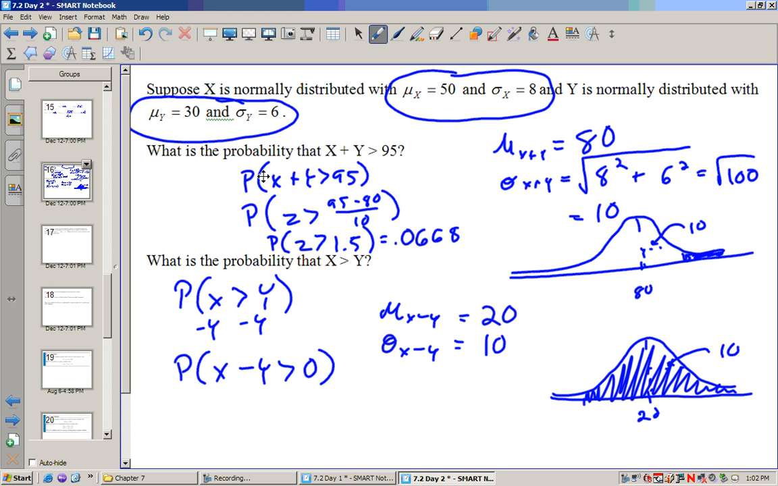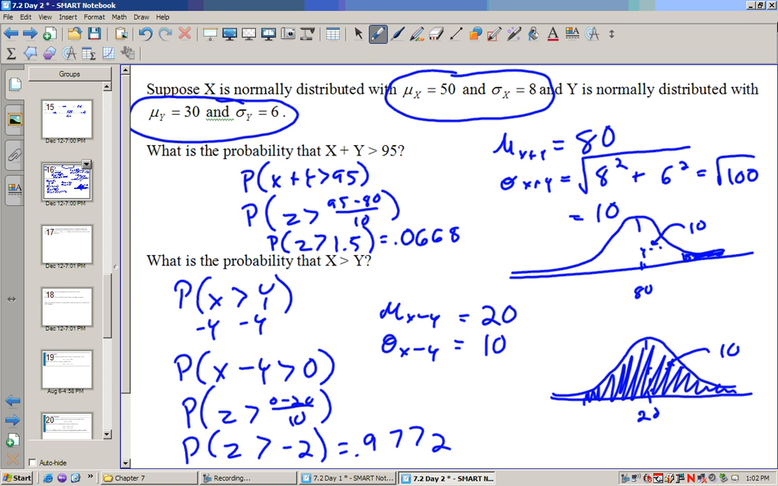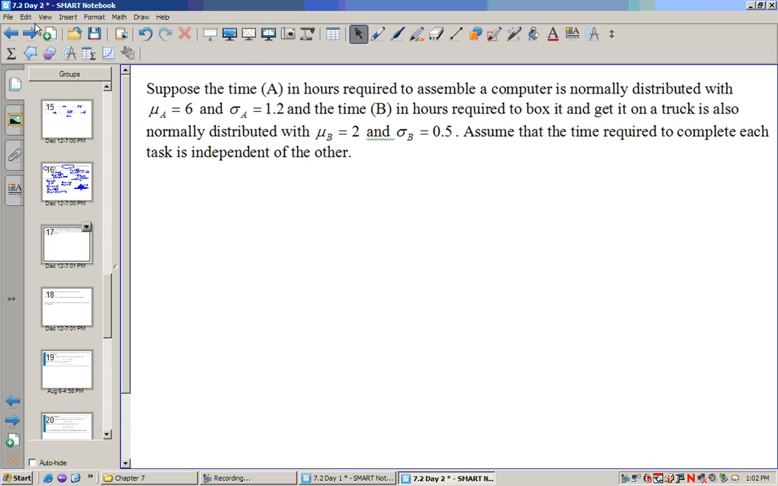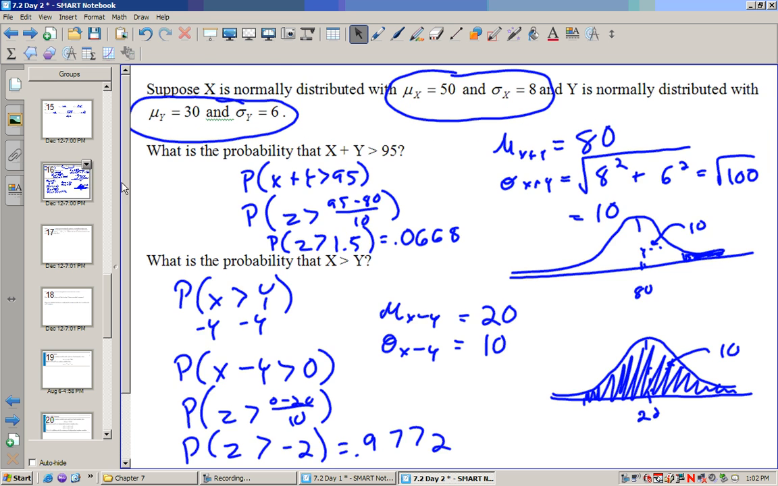But to figure out the z-score, it is going to be 0 minus 20 over 10. So that's going to be the probability that my z is greater than negative 2. So if I do a normal CDF from negative 2 to infinity, I'll get 0.9772. So there's about a 97.72% chance that my first dart thrower will beat my second. All right, just to make sure I got them all.